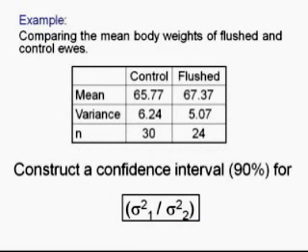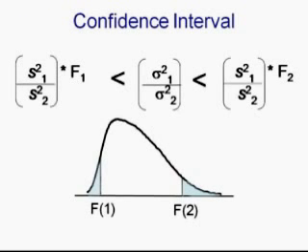To verify the assumption of homoscedasticity, we are going to construct a confidence interval for the first population variance divided by the second population variance. We are going to use a 90% confidence level. Shown here is the formula for the confidence interval. Take a moment to look over the components of the formula. We want to use the sample variances to make a ratio, and then multiply by the corresponding F value.